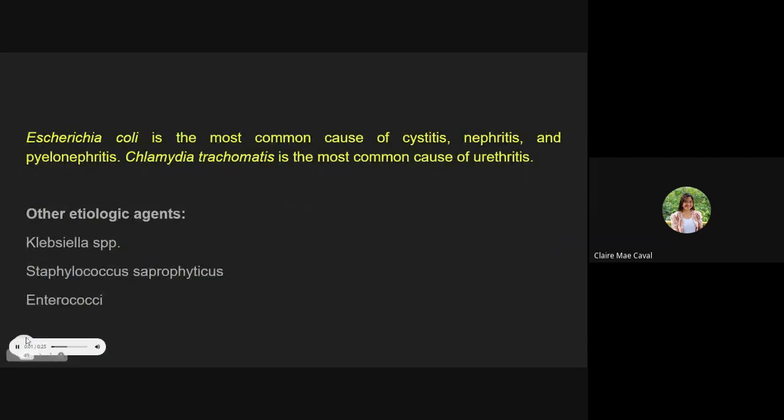So therefore, Escherichia coli is the most common cause of cystitis, nephritis, and pyelonephritis, while Chlamydia trachomatis is the most common cause of urethritis. Other etiologic agents could be Klebsiella species and other Enterobacteriaceae, Staphylococcus saprophyticus, and Enterococci.